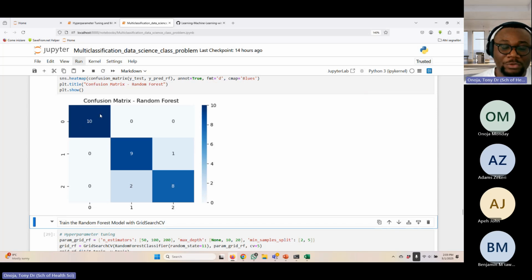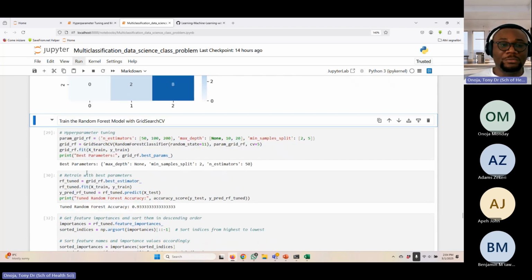Again, we could see we do not have a problem with Setosa. It's very, very easy to spot, but we struggle with the second one, Versicolor, where we have just around 9. And then when we talk about Virginica, we miss out 2, so we got 8 correctly. So random forest seems not to get everything right.